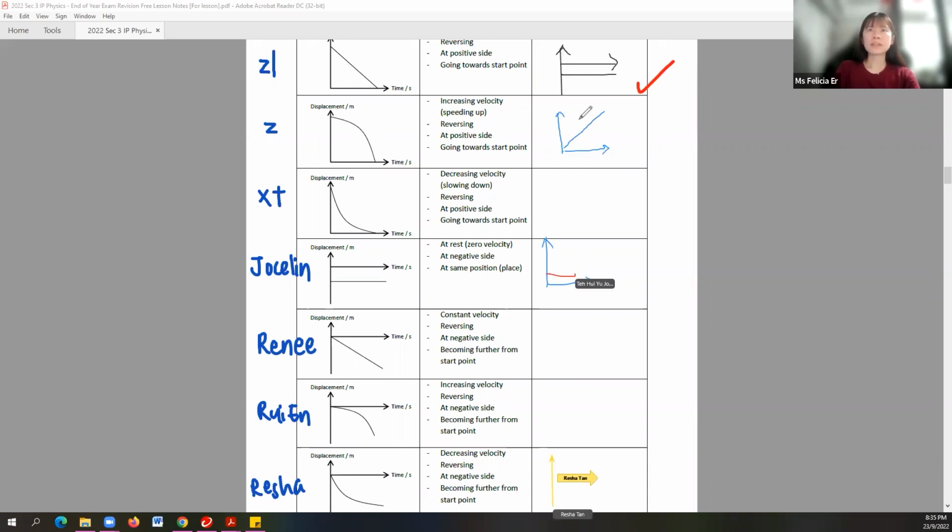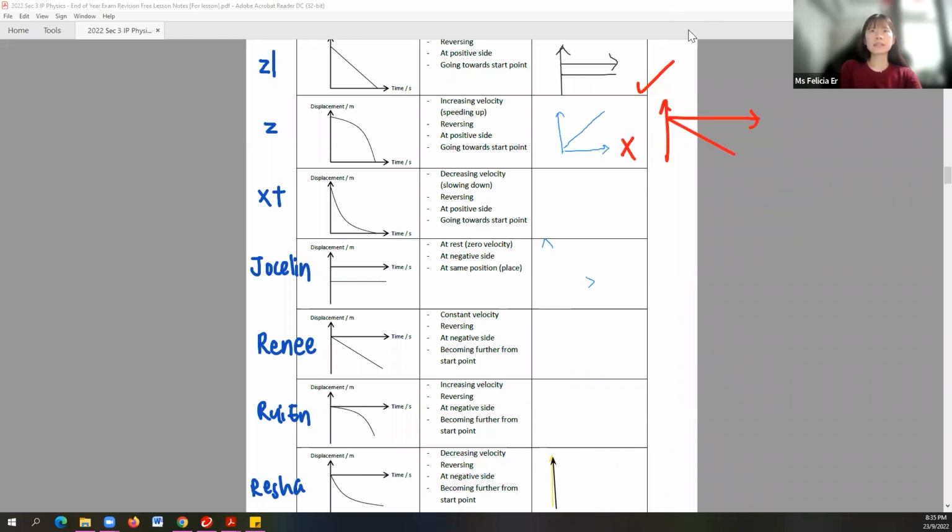Mainly the shape. Even if you never label V and T, it is okay. I just want to know whether concept-wise you can get it or not. Oh, this one is not correct. It should be like that instead. Okay, so this one I will explain how come the answer is like that.